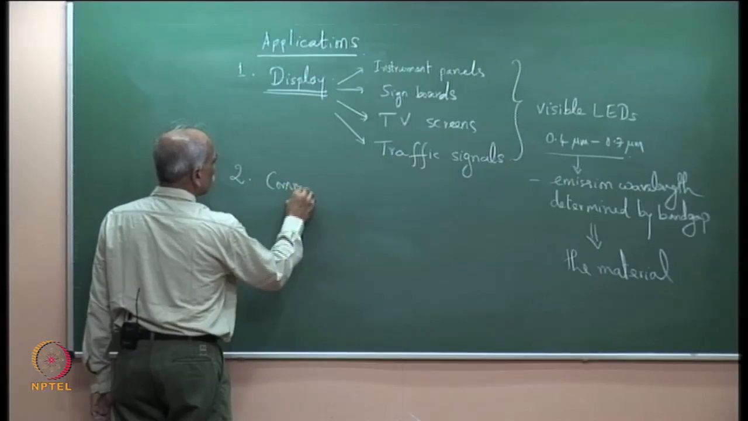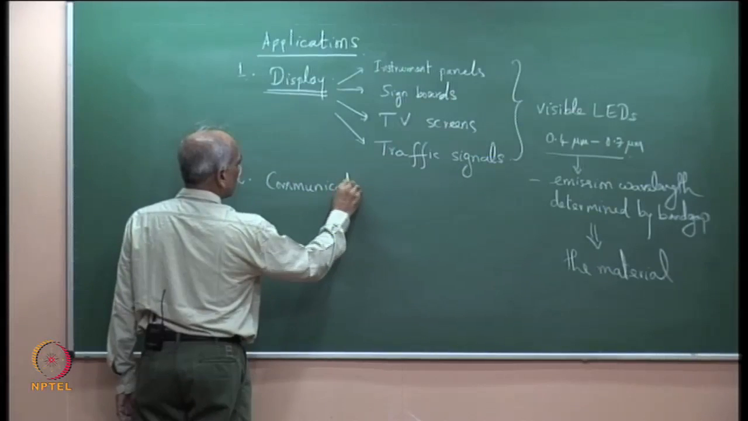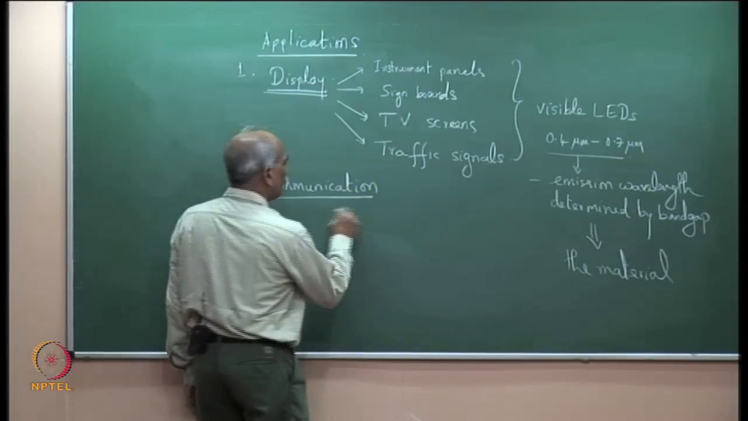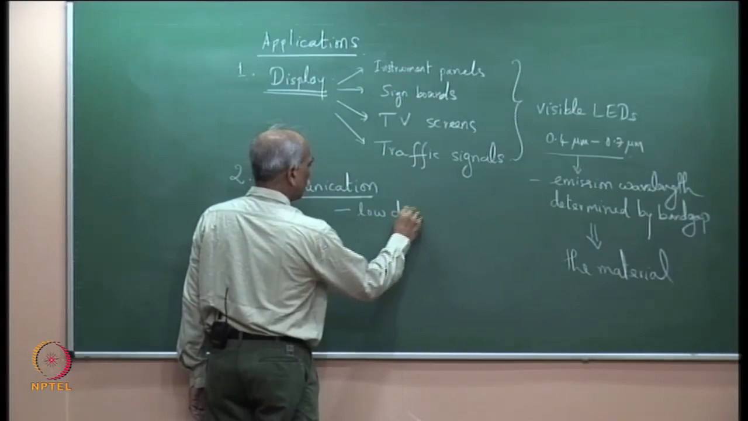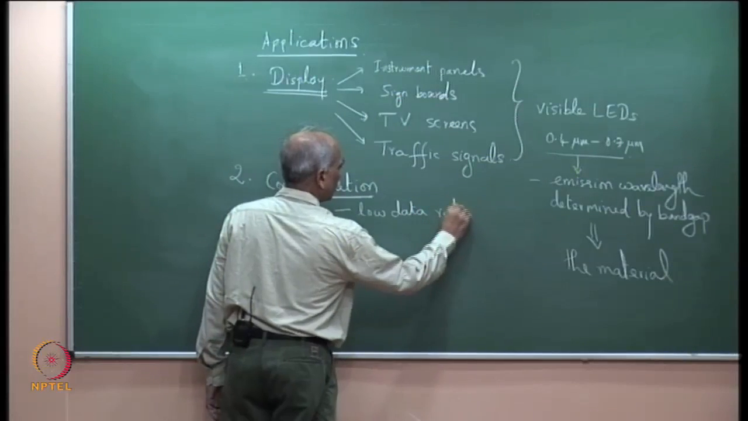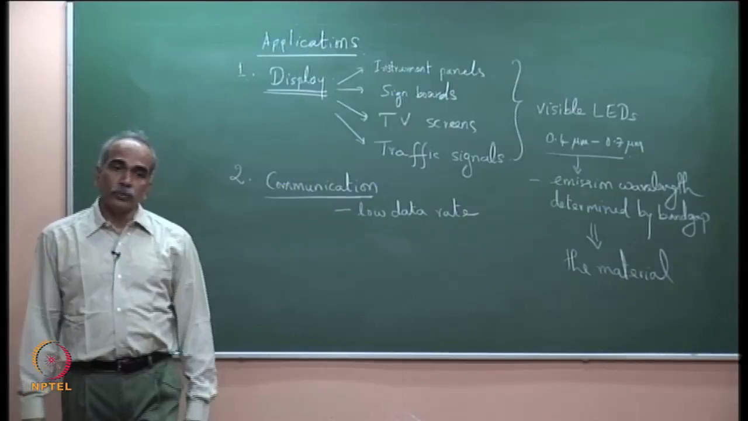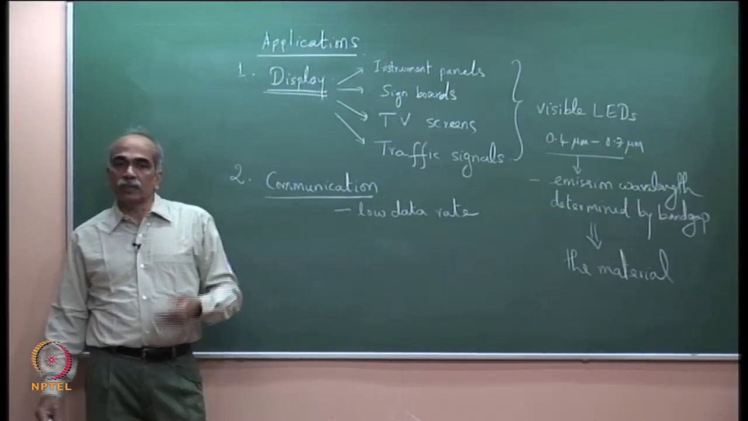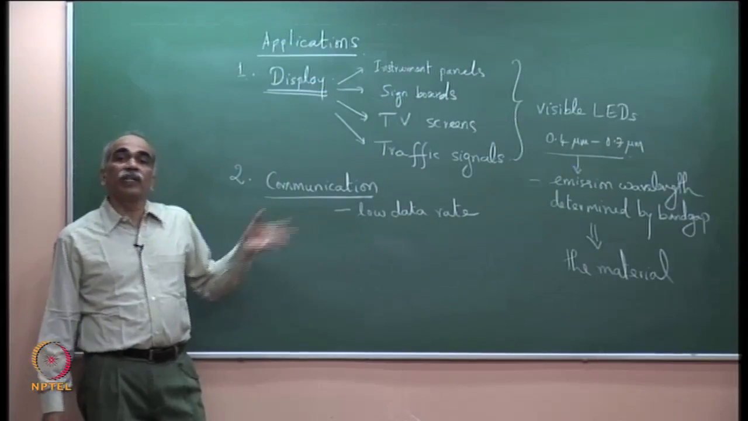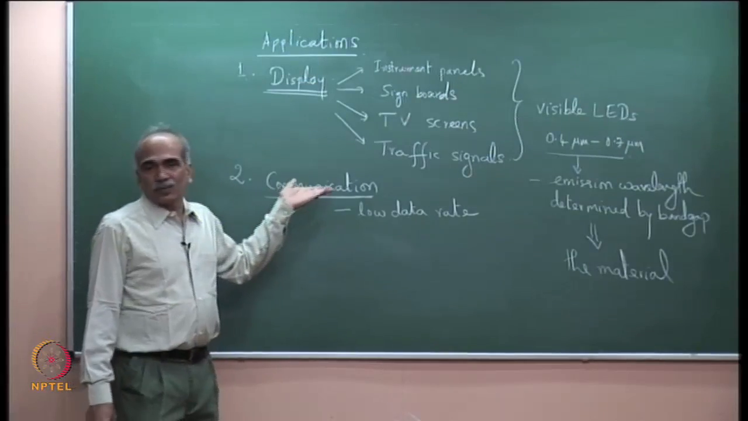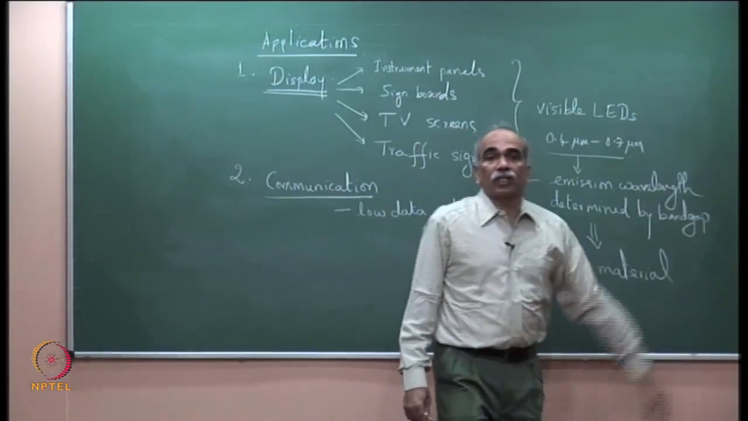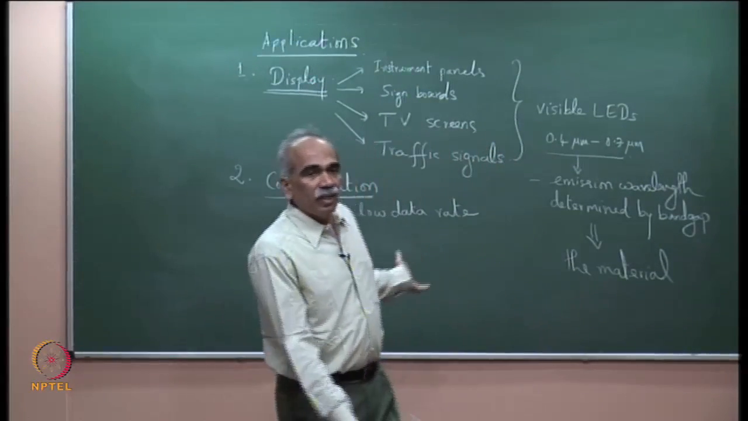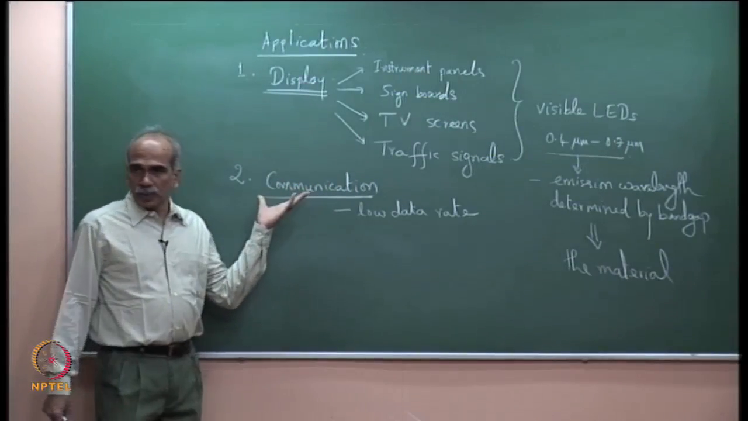Communication applications are usually low data rate. This includes fiber communication using multimode fibers; light emitting diodes with multimode fibers form low data rate communication systems. The advantage is it becomes very cheap because LEDs are not that sensitive. We will see later on that laser diodes are very sensitive to temperature variations. Therefore, when you make instrumentation, it is much easier and more cost effective if you use LEDs.